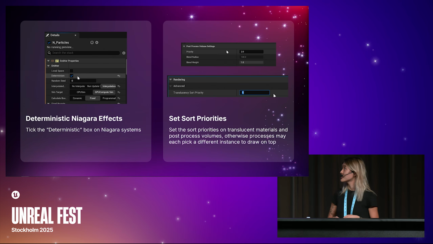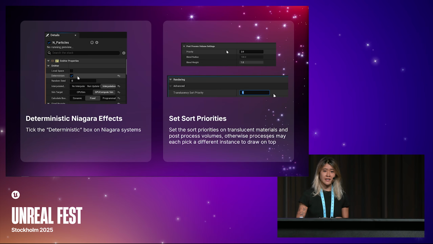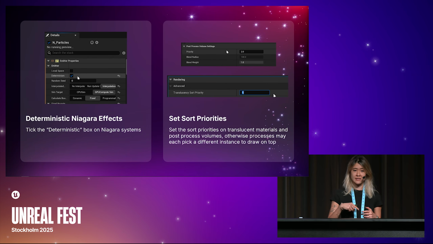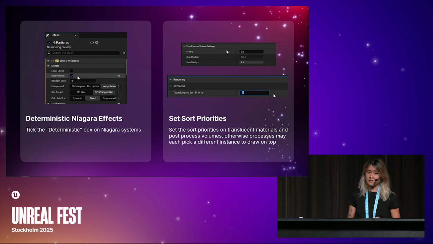Niagara effects, of course, should be deterministic. If you're using PCG, if you've cached it, it's probably fine, but if it's regenerating PCG, you probably want that to be deterministic as well. And set your sort priorities on things like post-process and translucent materials, especially big things like volumetrics. If you have multiple layers of fog, you want to set your priority so it knows which one to draw on top and that order is consistent. Otherwise, you'll see some mismatches between the tiles.